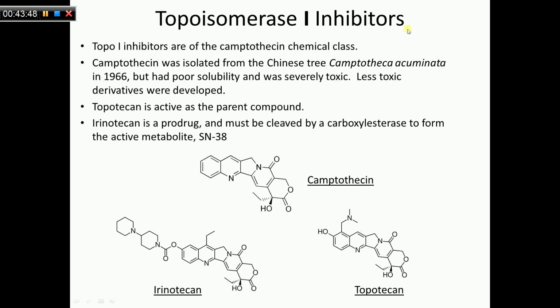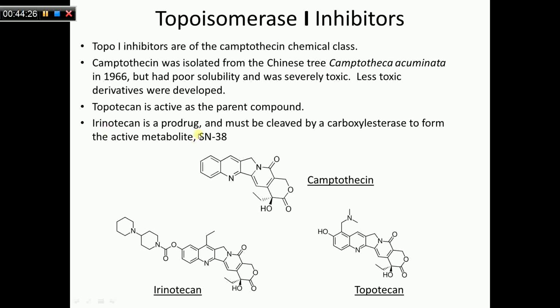Okay. Topoisomerase 1 inhibitors. We have camptothecin, irinotecan, and topotecan. Camptothecin was originally isolated from the Chinese tree Camptotheca acuminata, 1966. This was poorly water soluble and severely toxic, so they developed newer compounds based on this. Irinotecan is one of the most commonly used ones. Again, we're talking topo 1 inhibitors, so they're going to block the religation of single-stranded DNA breaks that are caused by topo 1. Okay, irinotecan is a prodrug.